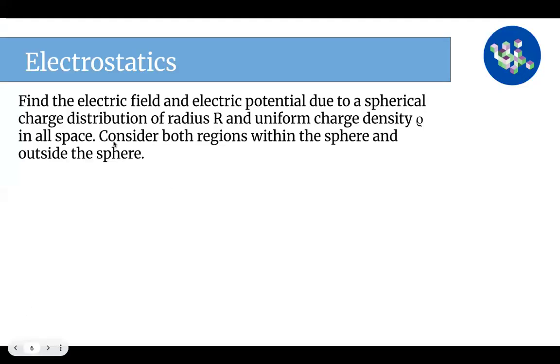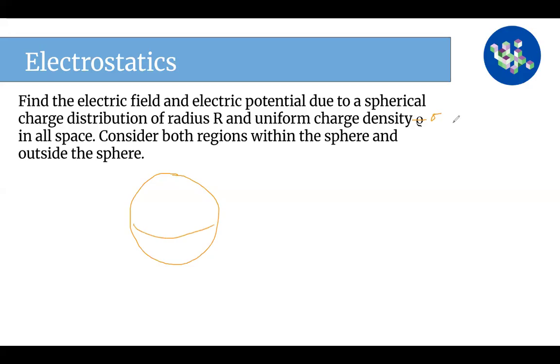Here's a problem about electrostatics. Find the electric field and electric potential due to a spherical charge distribution of radius big R and uniform charge density sigma. I'll just call this sigma, in all space. Consider both regions within the sphere and outside the sphere. I'll first just draw a diagram for you, and you can take a minute to work on this problem. So here's my sphere.